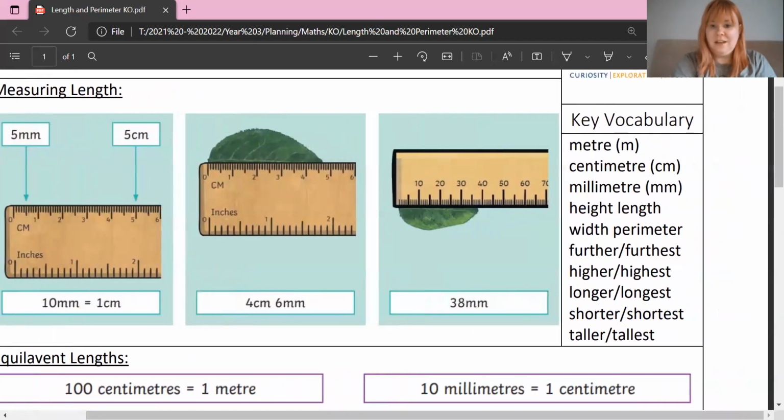And then if we go to this, where we're just looking at millimeters, so you can see here it goes up in intervals of 10. And we've got our little lines which represent 1 millimeter. If we look at our leaf, it goes all the way up to 38 millimeters.